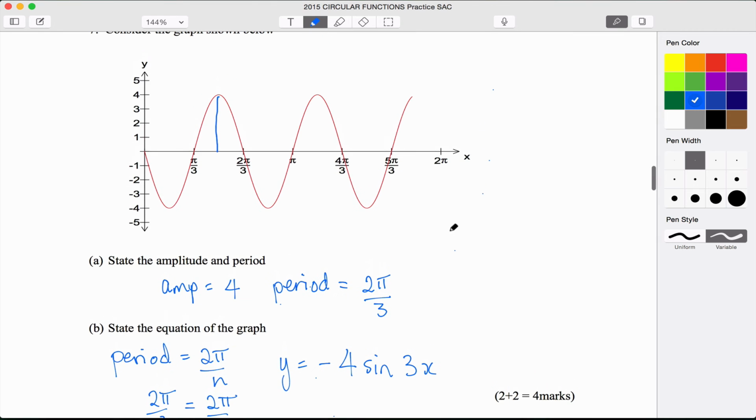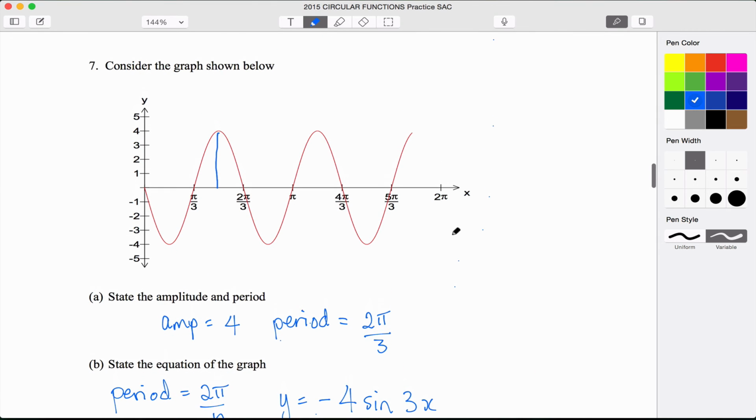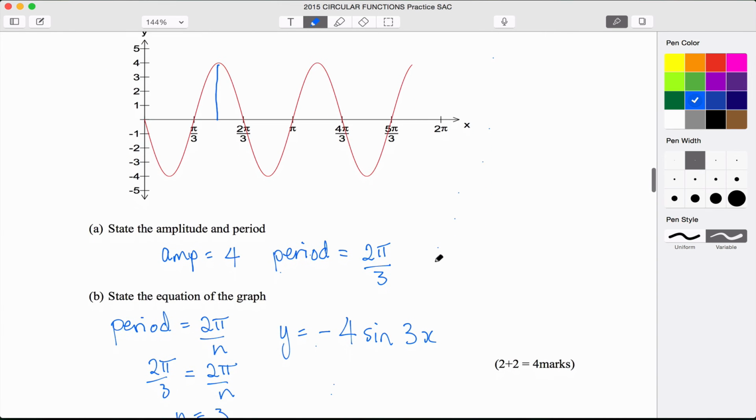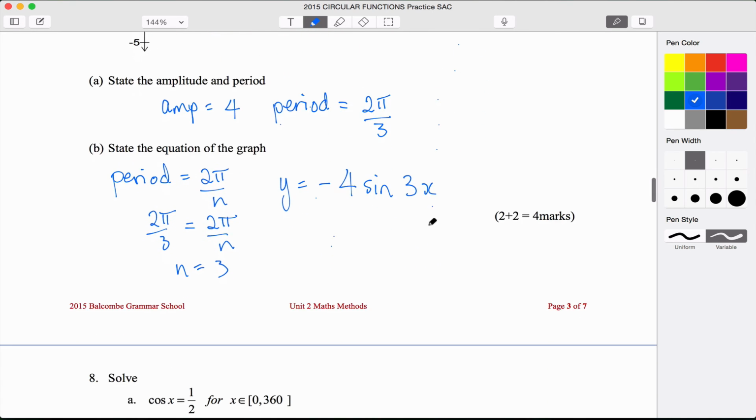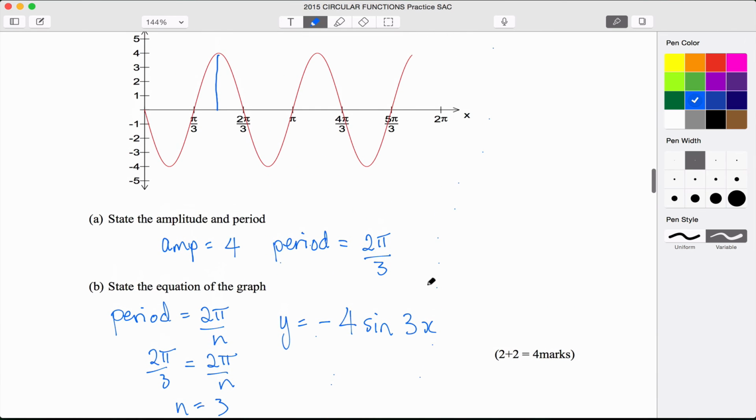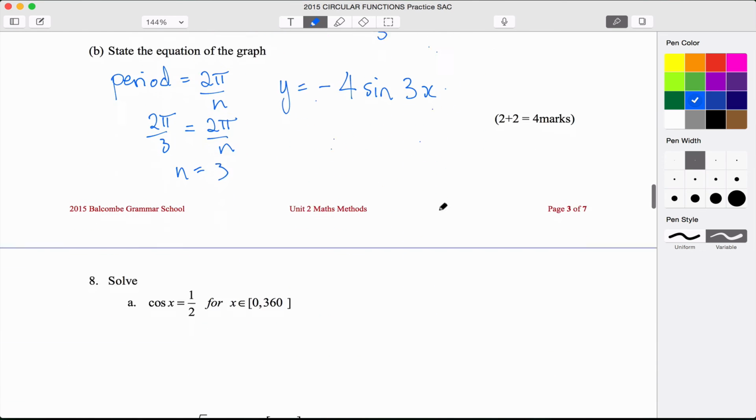You may have come up with a different equation for your graph. You may have translated it left or right. You could have used a cos graph that started from here and was translated pi over 6 across. Have a check, throw it in your calculator and see if your graph fits the one that's here.